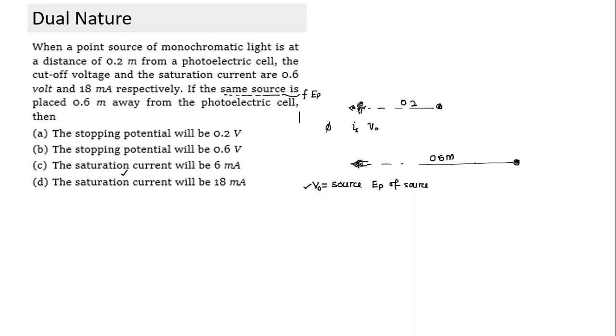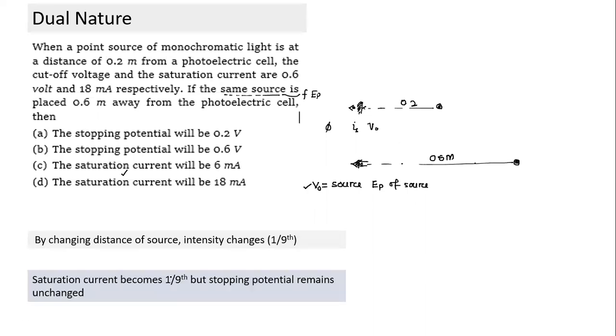If the number of photons striking becomes 1/9, the number of photoelectrons emitted also will become 1/9, and the saturation current also will become 1/9. So saturation current depends on the rate at which photons are striking the surface, and stopping potential depends on the energy of each photon. So it will become 1/9. A pretty simple answer. By changing the distance of the source, intensity becomes 1/9, and saturation current becomes 1/9, but the potential remains unchanged.